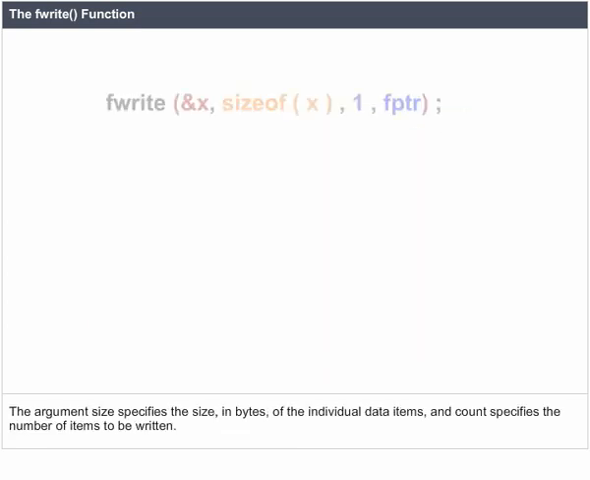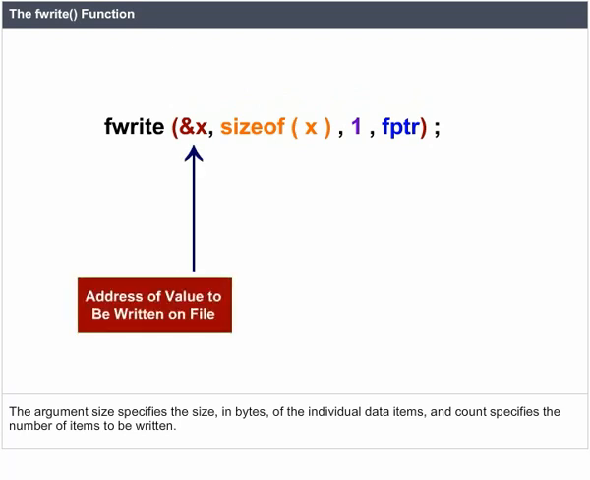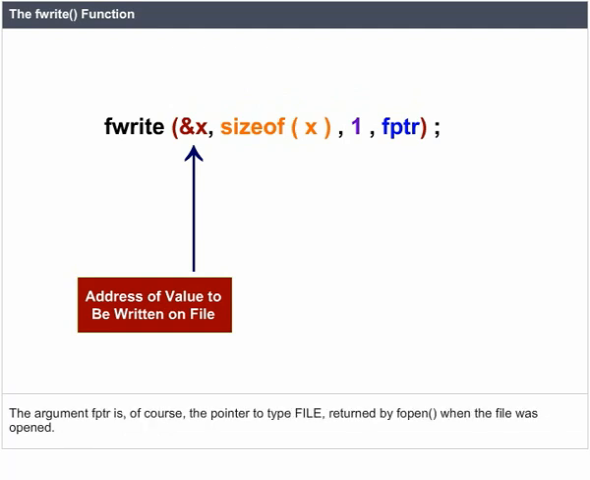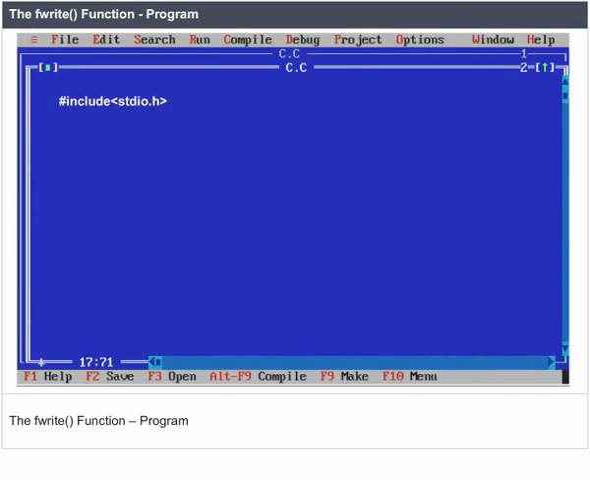The argument size specifies the size in bytes of the individual data items, and count specifies the number of items to be written. The argument fp is, of course, the pointer to type FILE returned by fopen when the file was opened. The fwrite function returns the number of items written on success. If the value returned is less than count, it means that an error has occurred. The fwrite function program.